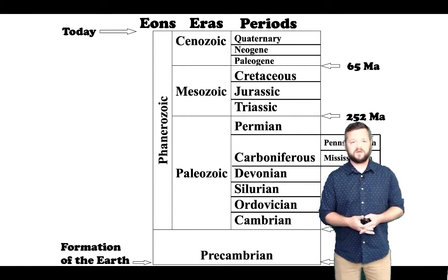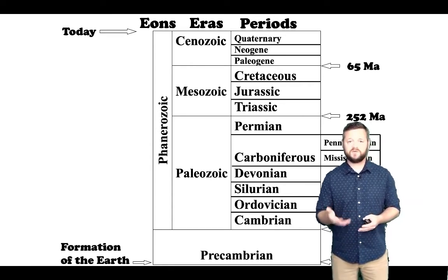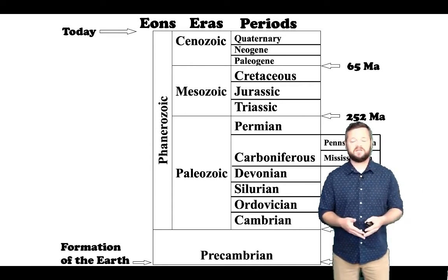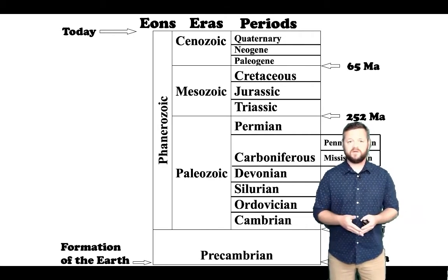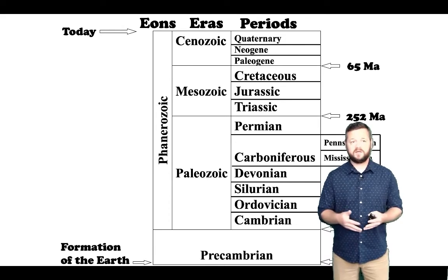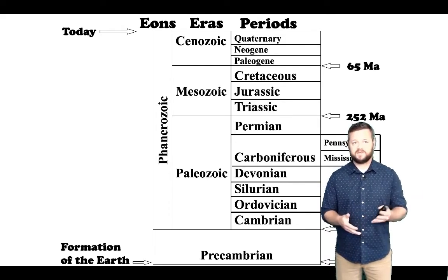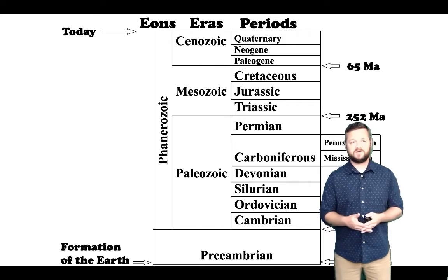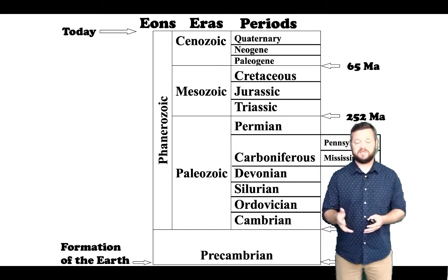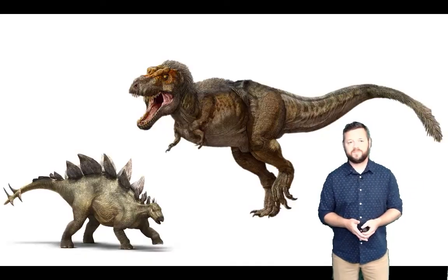After the Carboniferous comes the Permian, Triassic, Jurassic, Cretaceous, Paleogene, Neogene, and finally the Quaternary. The Cambrian through the Permian denote an era of time known as the Paleozoic. The Mesozoic era is the Triassic, Jurassic, and Cretaceous. And finally, the Cenozoic era is the Paleogene, Neogene, and Quaternary.